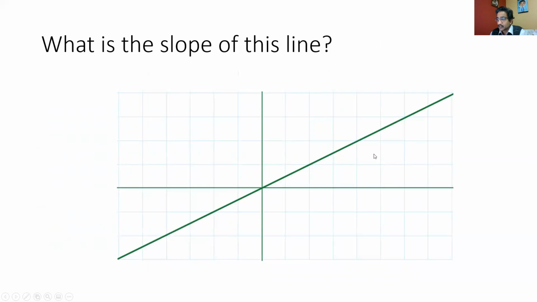Now what is the slope of this line? If x is 1, y is about 0.5. Or when x is 2, what is y? y is 1. So the slope is equal to the rise over run, 1 over 2. And then we can write the equation m is equal to y by x.